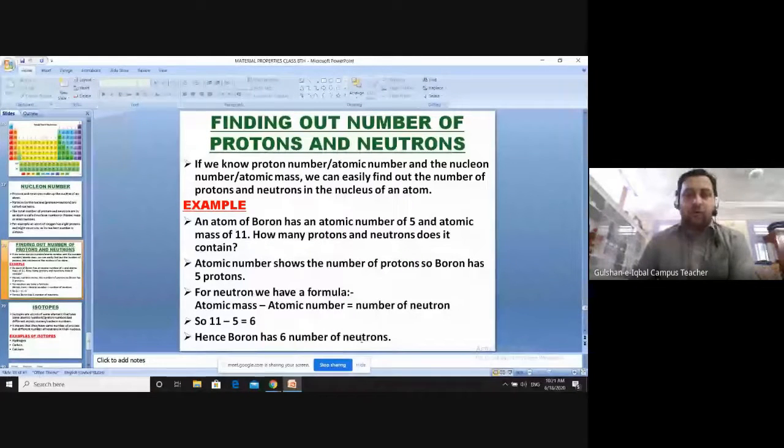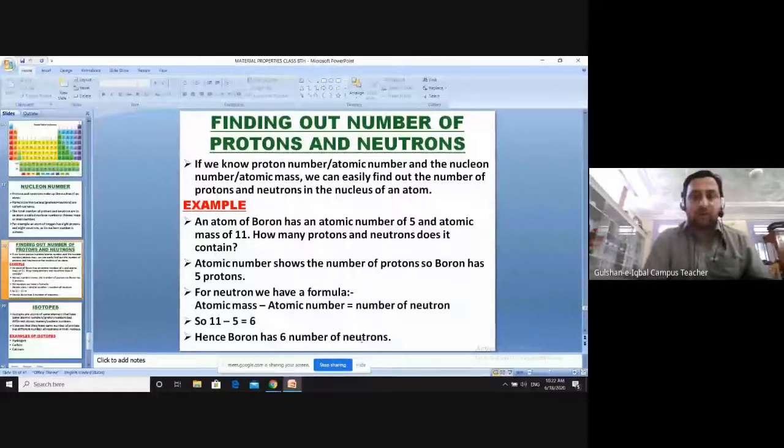For example, what is the atomic mass of boron? 11 is the atomic mass of boron. And what is the atomic number of boron? 5 is the atomic number of boron. So from 11 we will subtract 5 and the result will be 6. Hence boron has 6 neutrons. This is how we find out the number of protons and neutrons in the atom.